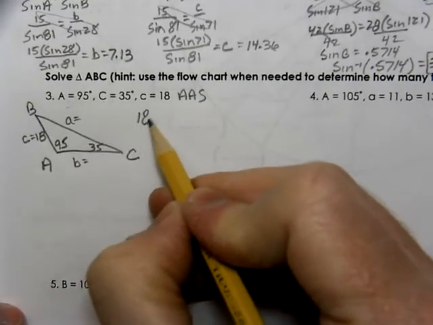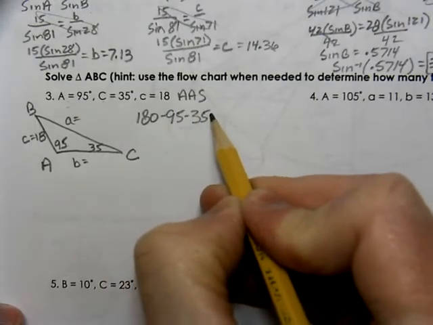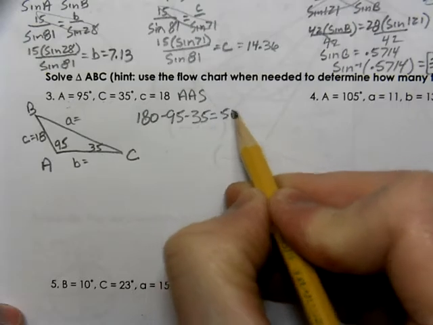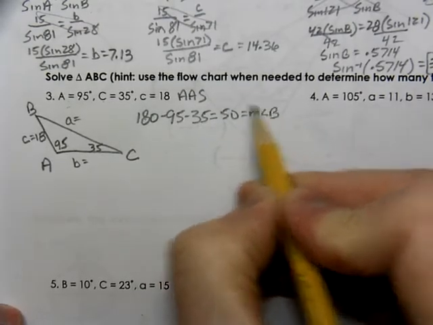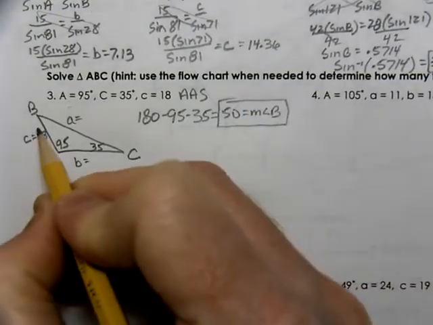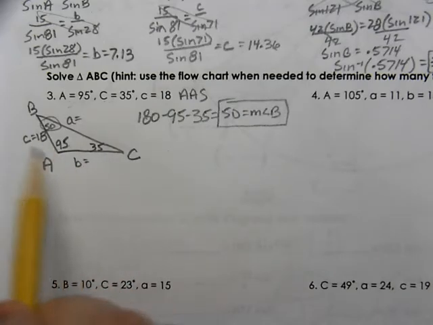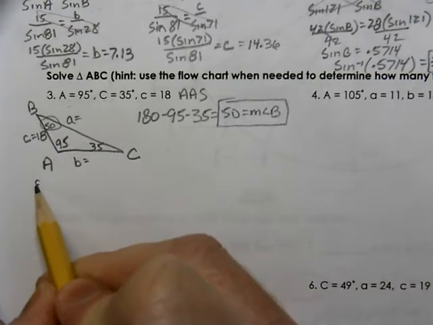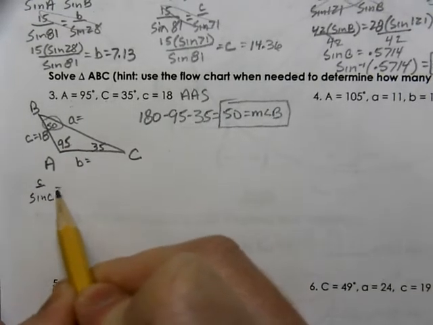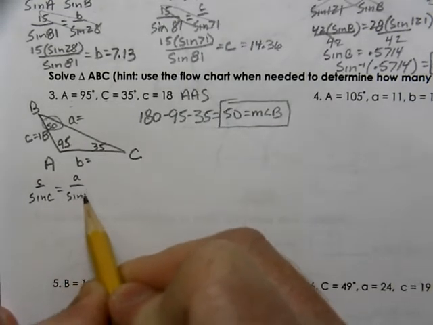So we're going to take 180, subtract the 95, subtract the 35, and that's going to give us 50. So that's going to be the measure of angle B. So B is 50. Now we have all the angles. Now we're looking for 2 different sides. We know that we have the information for C, so we're going to use the ratio with C. And then now we can find the ratio for A.